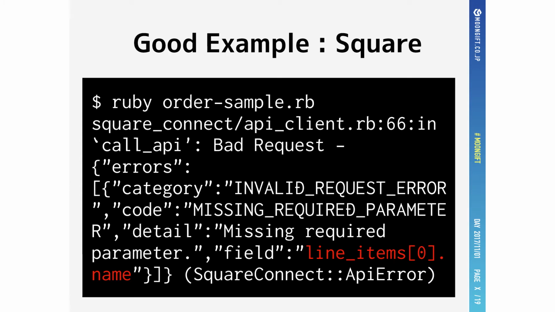And this is a good example by Square. They provide payments APIs, and you can see red strings: line items, 0, name. So I can understand my problem. Maybe line items is an array, and the first array's name is required.